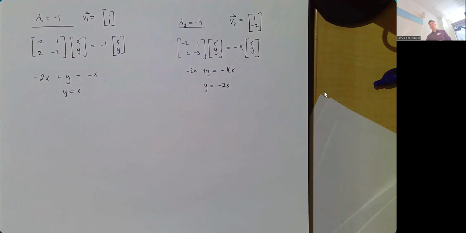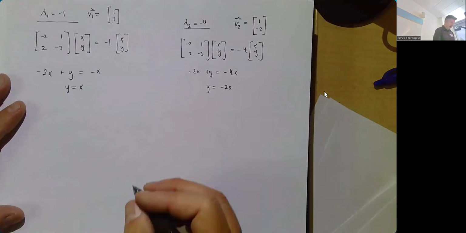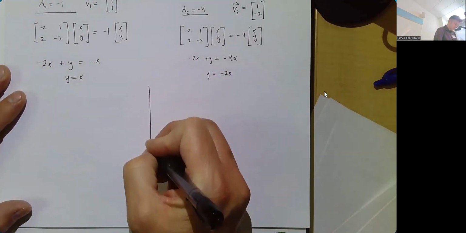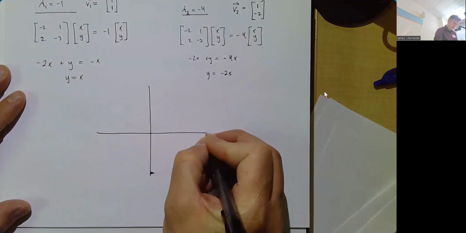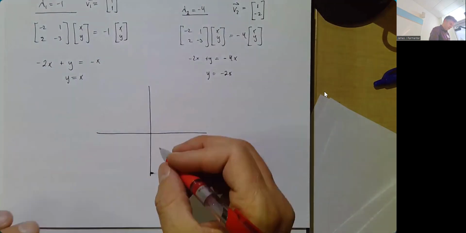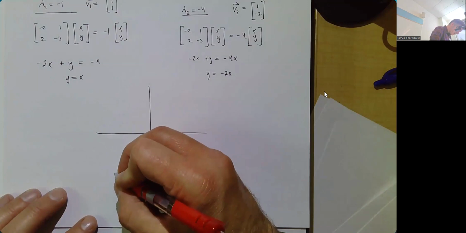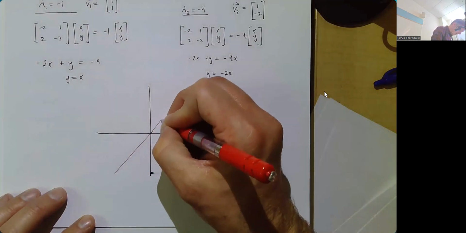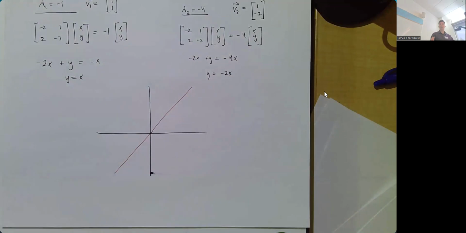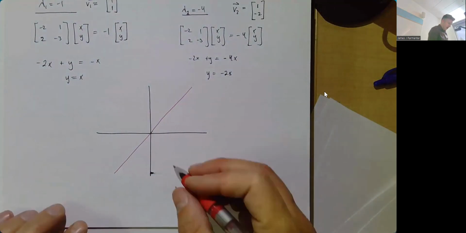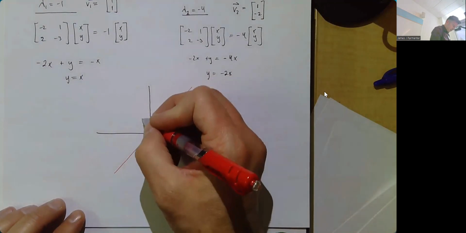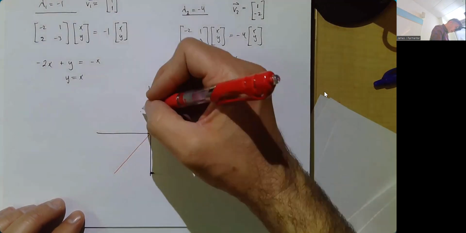Got eigenvalues, got eigenvectors. Let's actually graph this thing before we find the solution. So if I graph my eigenlines, I'm going to graph in red. So here's one eigenline, y equals 2x. Don't draw any arrows on your eigenlines until you know which way they're going. And then y equals -2x will be like that.